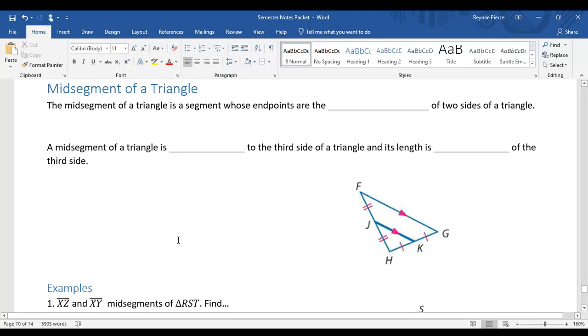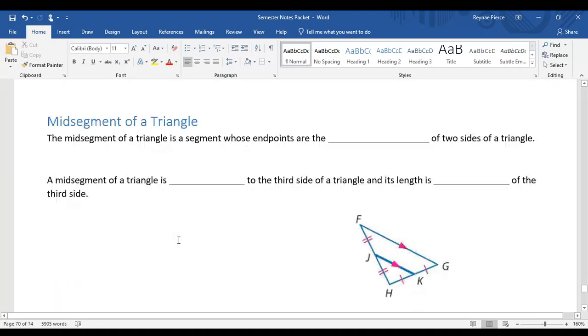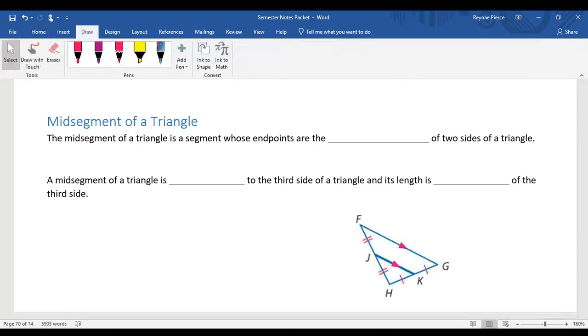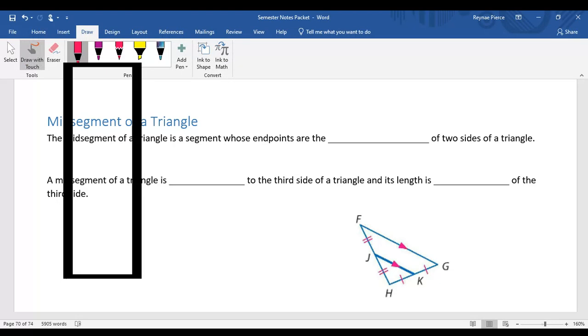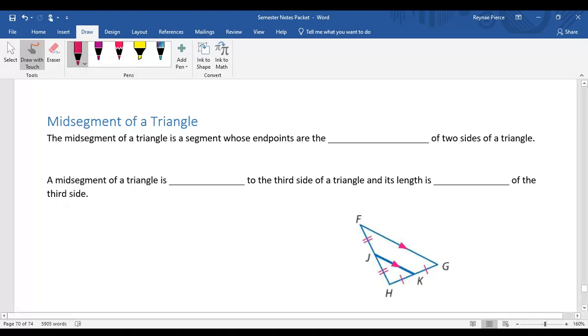Okay, but now we're going to talk about midsegments. A midsegment of a triangle has to do with midpoints again, but instead of being from a vertex to a midpoint, the midsegment, its endpoints are midpoints of 2 sides of the triangle.